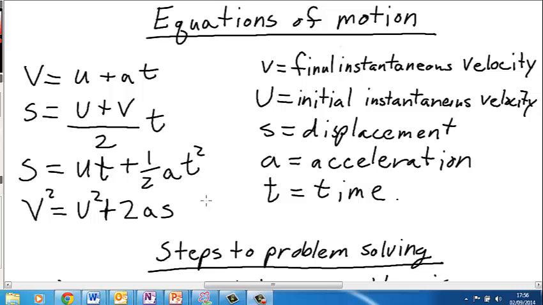In these 4 equations, V stands for the final instantaneous velocity, U stands for the initial instantaneous velocity, S stands for the total displacement, A stands for acceleration, and T stands for time, of course.